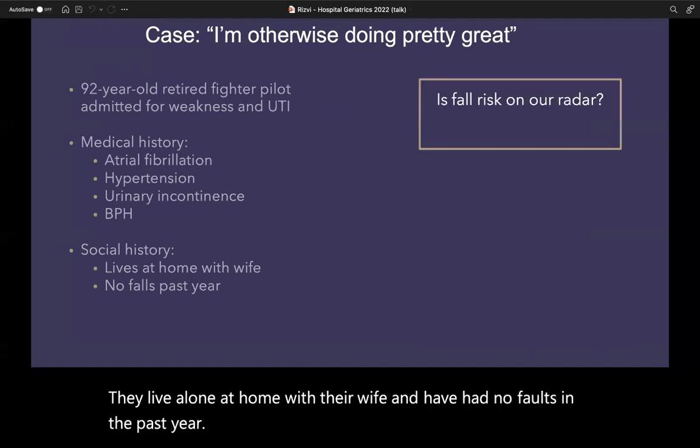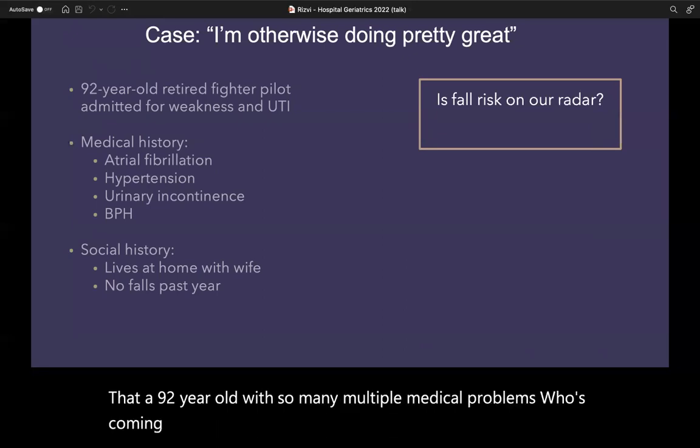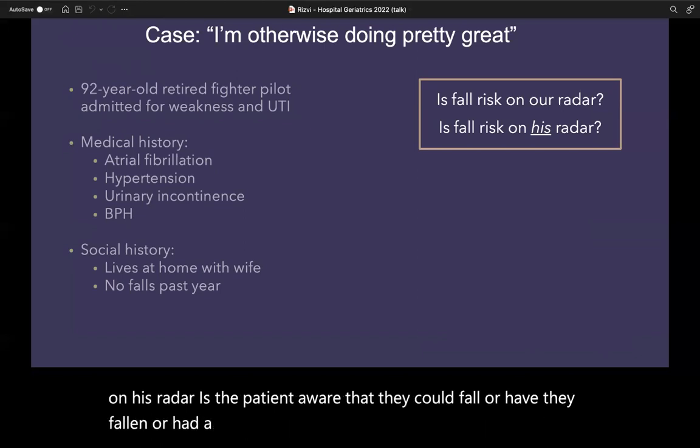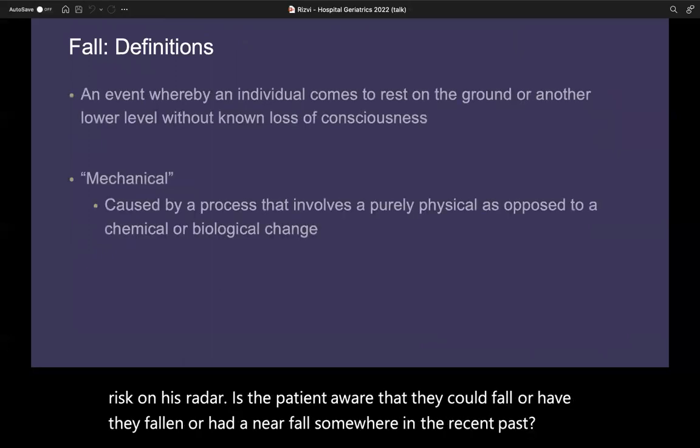So the question I always ask is, is the fall risk on our radar? Do we think that a 92-year-old with so many multiple medical problems who's coming into the hospital could be at a fall risk? And is the fall risk on his radar? Is the patient aware that they could fall or have they fallen or had a near fall somewhere in the recent past? So let's talk about a fall.